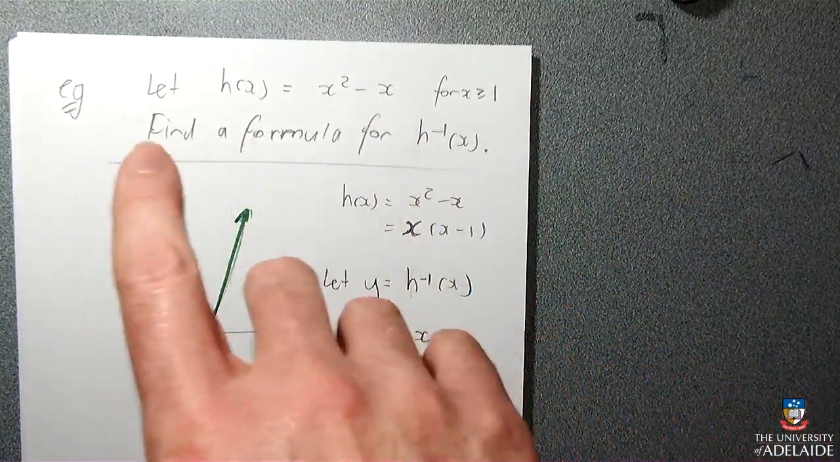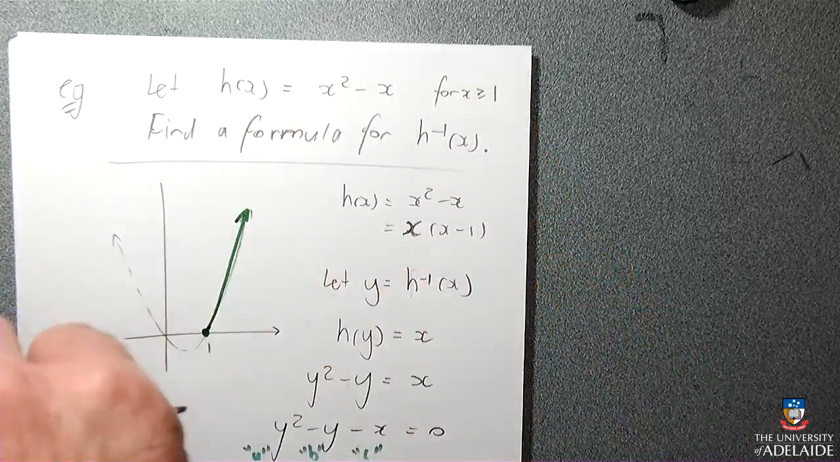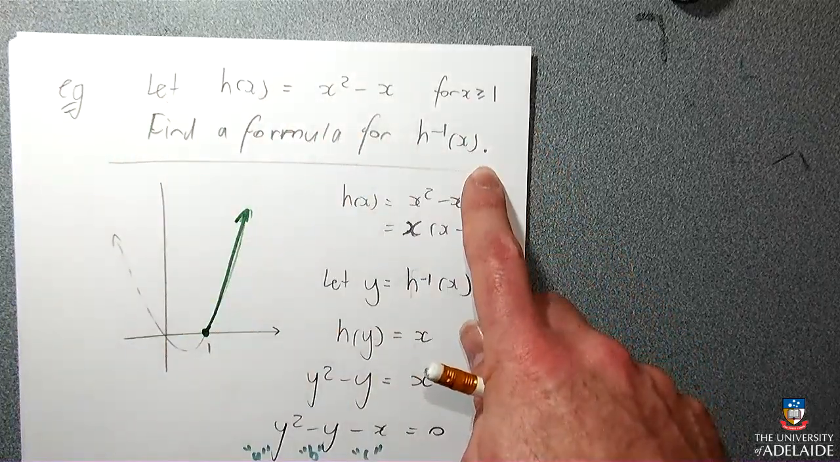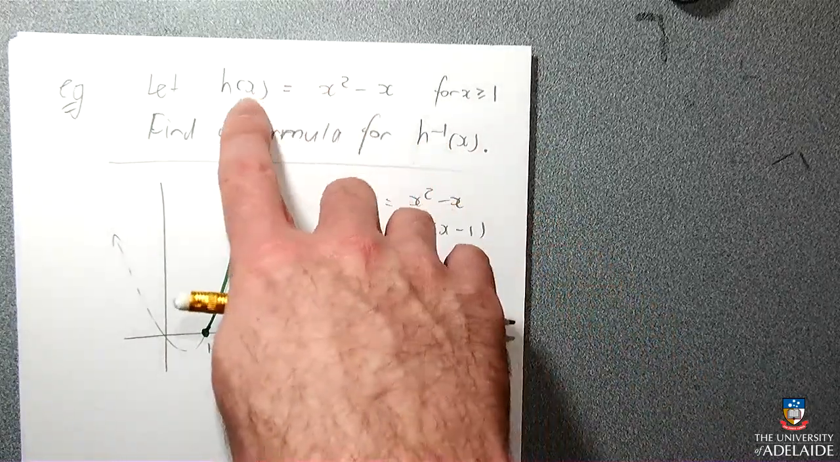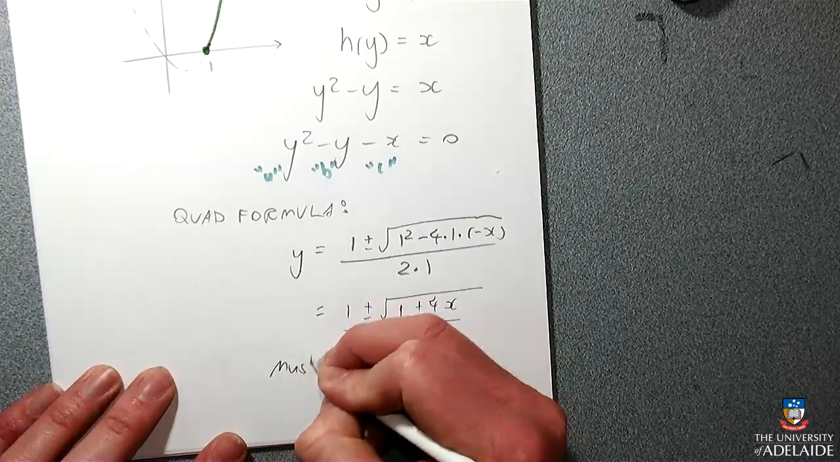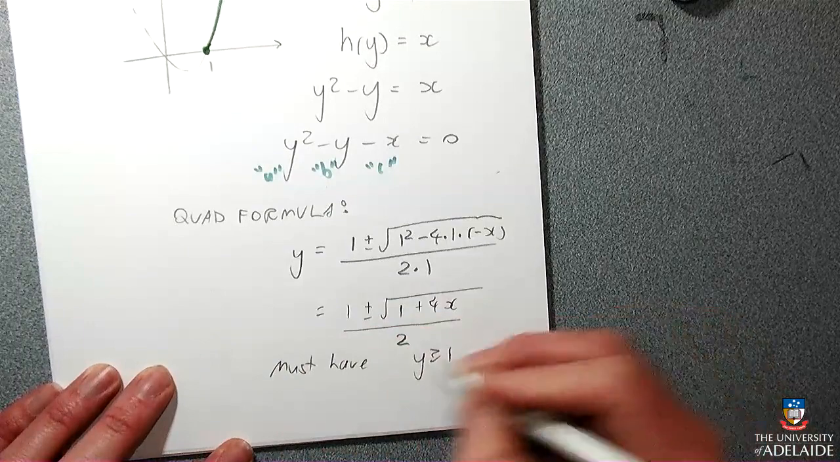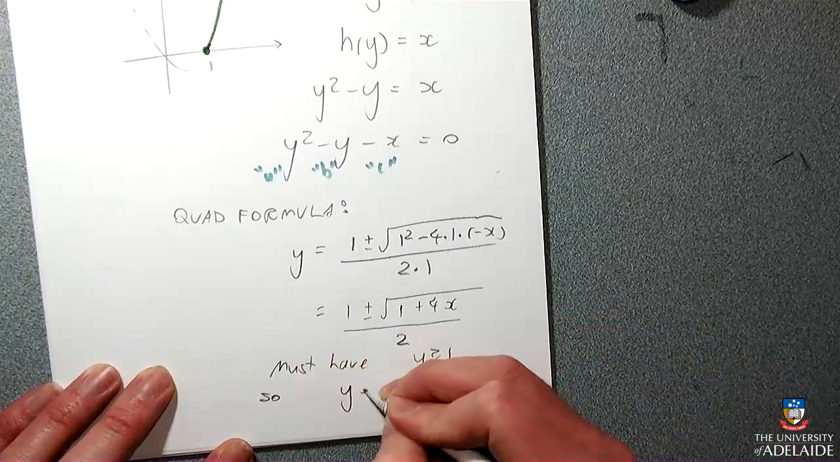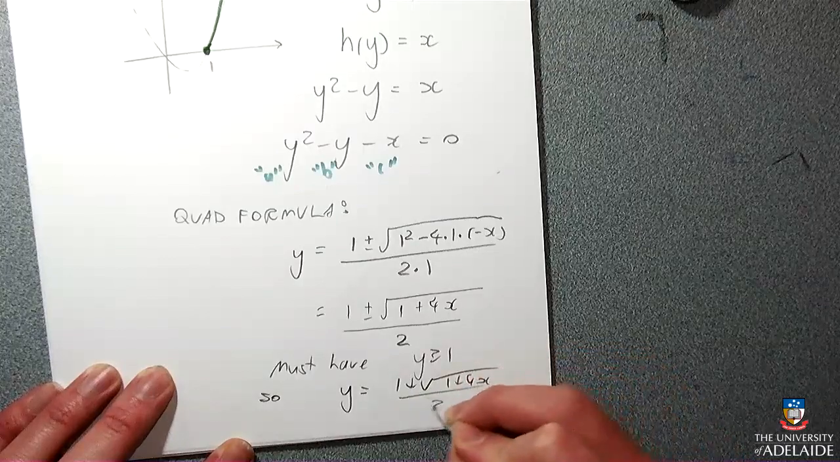So you're saying that the inputs here have to be greater than or equal to 1, and the inputs of h are the outputs of h inverse. Oh, right, okay, so h inverse produces the answers, the questions that these came from, so it has to be greater than or equal to 1. Okay, so and so we get that y is 1 plus root 1 plus 4x over 2.